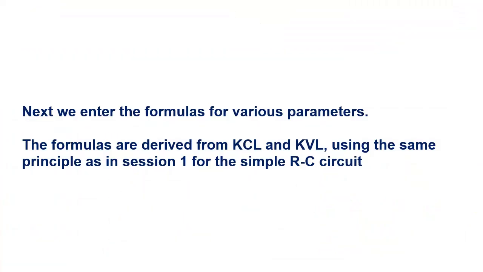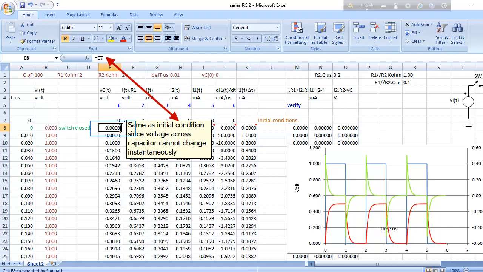Next we enter the formulas for various parameters. The formulas are derived from KCL and KVL, using the same principle as in session 1 for the simple RC circuit. Immediately after the switch is closed, the voltage across the capacitor must be same as initial condition, since voltage across capacitor cannot change instantaneously.